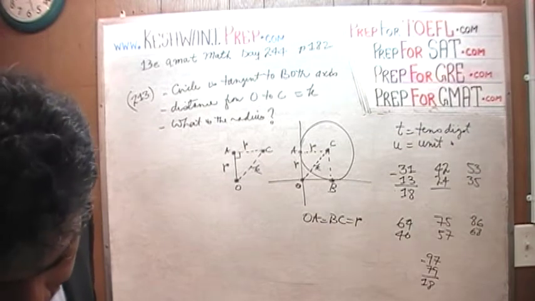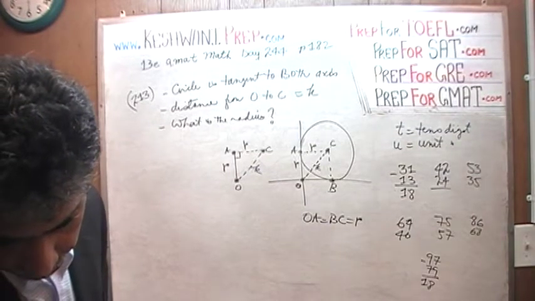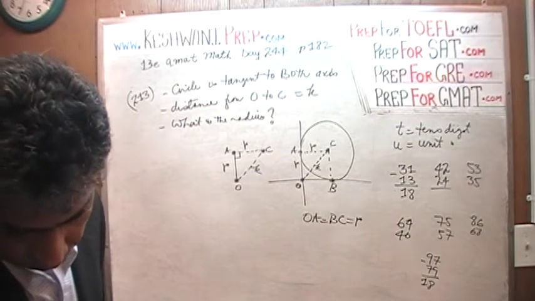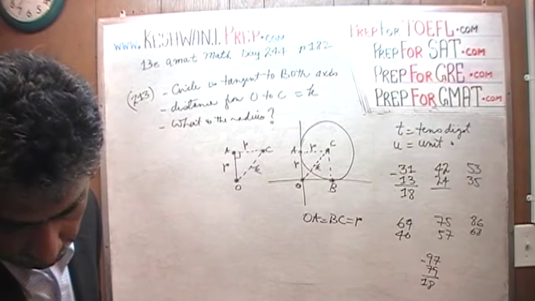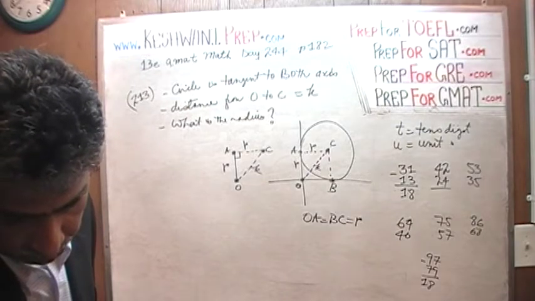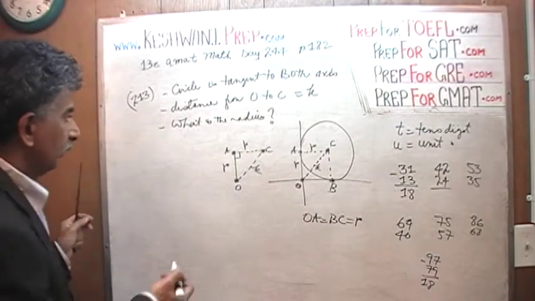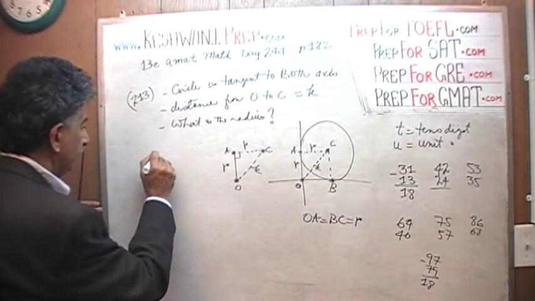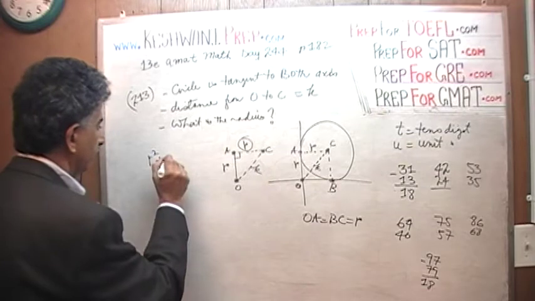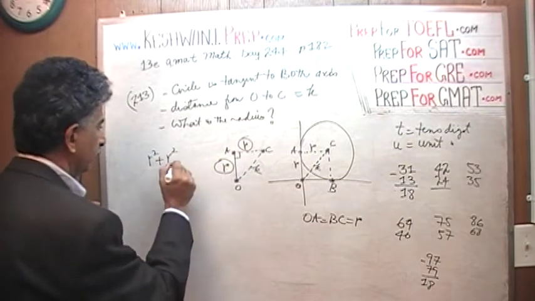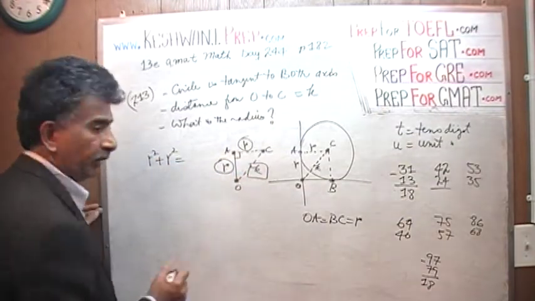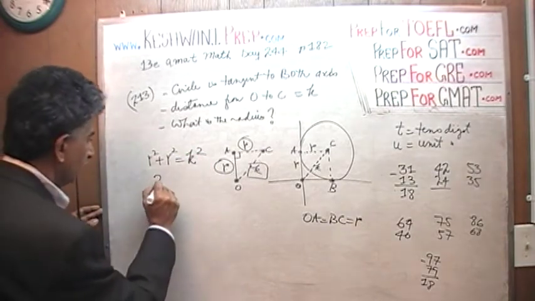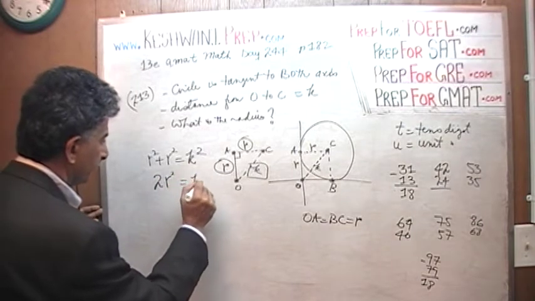Therefore, the circle with the center C shown above is tangent to both axes, and if the distance from O to C is equal to K, what's the radius of the circle in terms of K? So we apply the simple Pythagorean theorem, and we find that r squared plus r squared must equal the square of the hypotenuse, which is K squared. R squared plus r squared is 2r squared, which equals K squared.